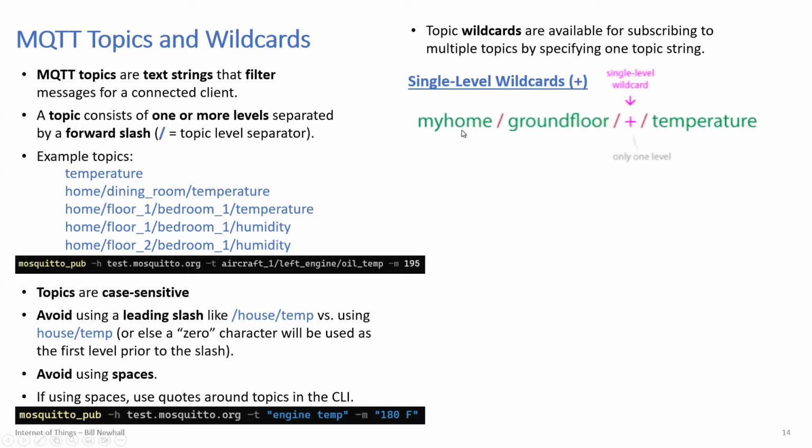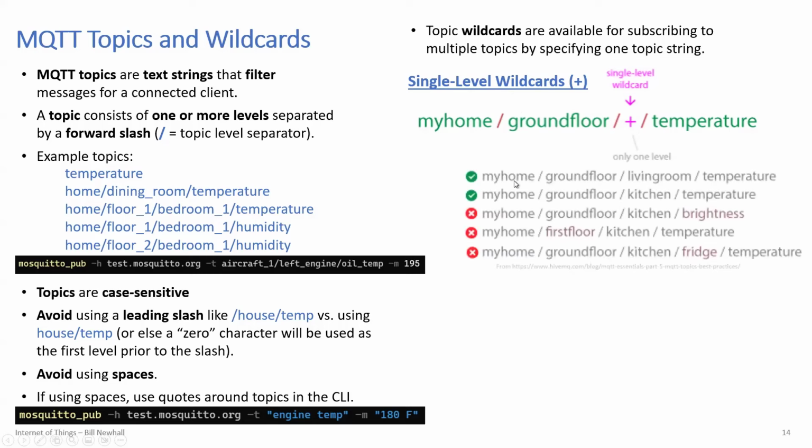So for example, I can subscribe to my home slash ground floor slash this plus. This is the single level wildcard slash temperature. Okay, so if I subscribe to that topic, then here are a set of topics that I would either receive or not receive. So you can see my home slash ground floor slash, here's where the wildcard is, the single level wildcard, living room slash temperature. So this matches with this pattern up here with the single level wildcard.